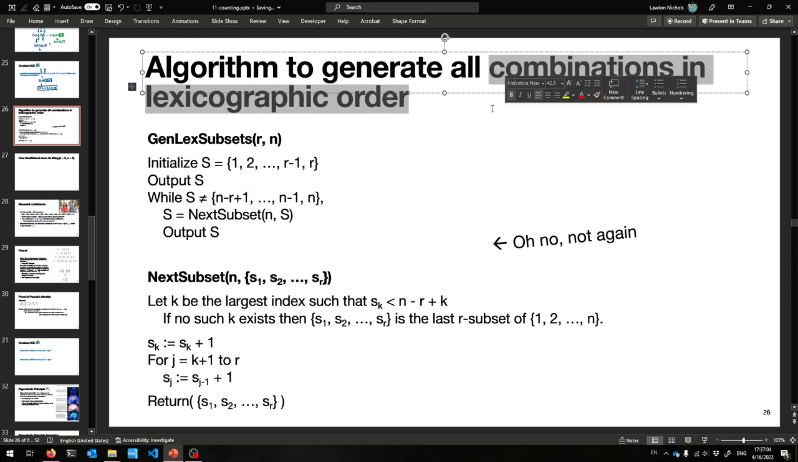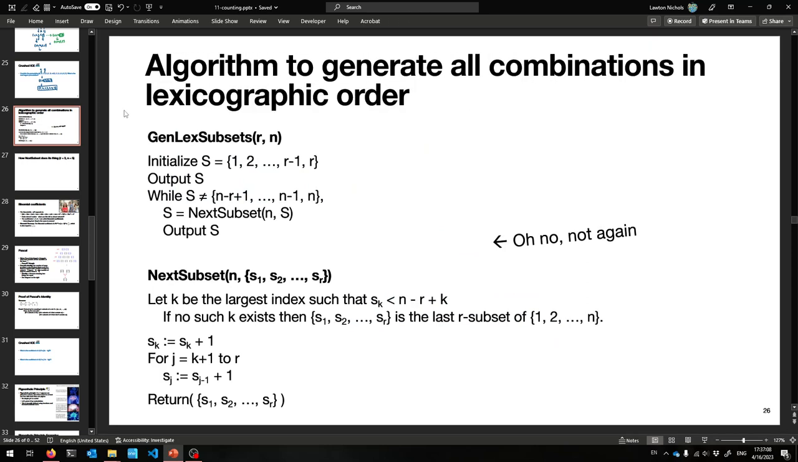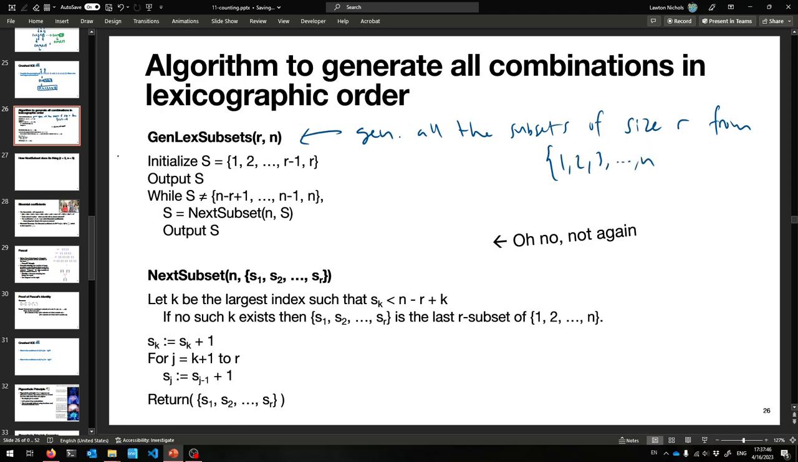Let's generate all the combinations of a set in lexicographic order. Again, this is trying to generate the subsets of a special set with just numbers. You can convert it to anything, generate subsets of anything, just by using the numbers it generates as indices. So what this is doing, you give it two parameters, R and N, and it generates all the subsets of size R. The size is important now, from the set 1, 2, all the way to n again. Let's pretend that we are outputting size 2 subsets of all the numbers from 1 to 5, for example.